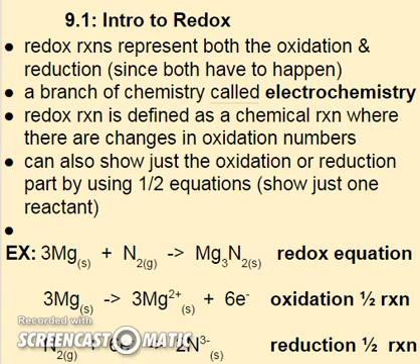So a redox reaction represents both the oxidation and the reduction. This would look similar to what we talked about before as net ionic equations. So both have to happen. If you show the whole reaction, it would show both the species being reduced and the one being oxidized. Electrochemistry is the branch of chemistry that specializes in these types of reactions. It's defined as a chemical reaction where there are changes in oxidation numbers. There's also the option to show just the half reaction involving the oxidation or the half reaction involving the reduction.